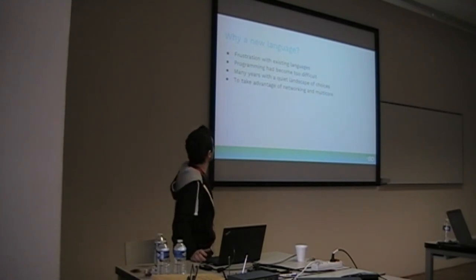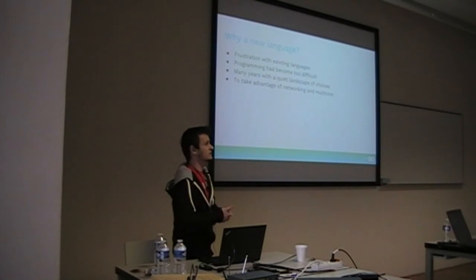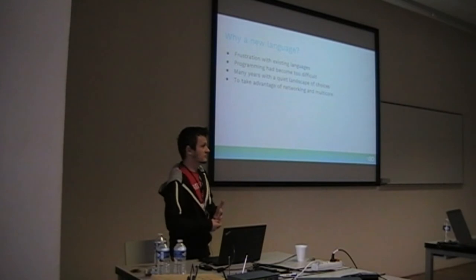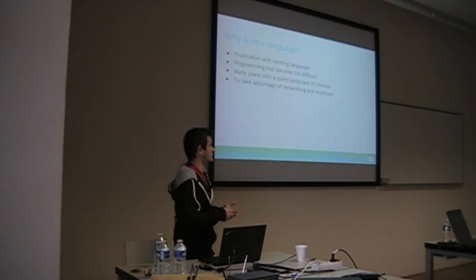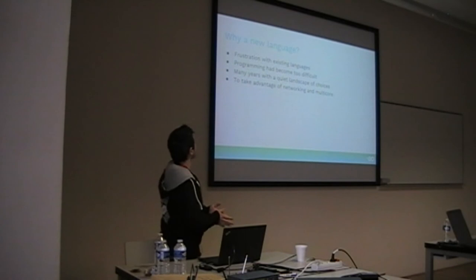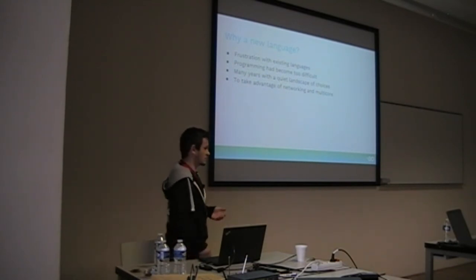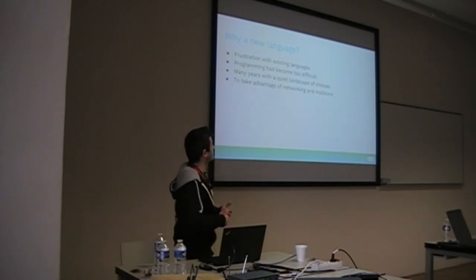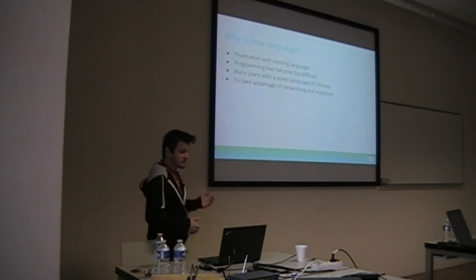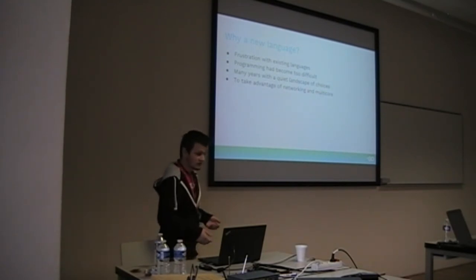And why a new language? The main reason was that it was difficult for Google. At that time, in 2007, the main languages were Java and C++. Back then, you didn't have Rust or other new languages. So the main reason was the frustration with existing languages. C++ wasn't as easy as other languages, and Python wasn't as fast. So it started to become too difficult to develop new code at Google.